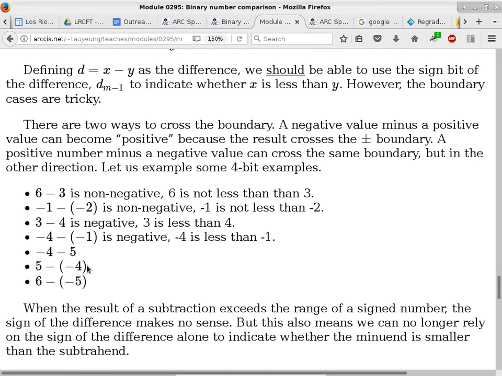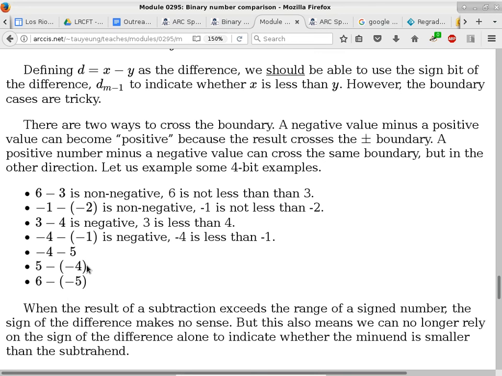Okay? What is negative 4 minus 5? And remember, we're dealing with 4-bit examples. So it should be negative because negative 4 is less than 5. It should have been negative 9, but it's not. Because with 4-bit representation, the most negative value that you can represent is negative 8. Negative 9 is out of that range already.